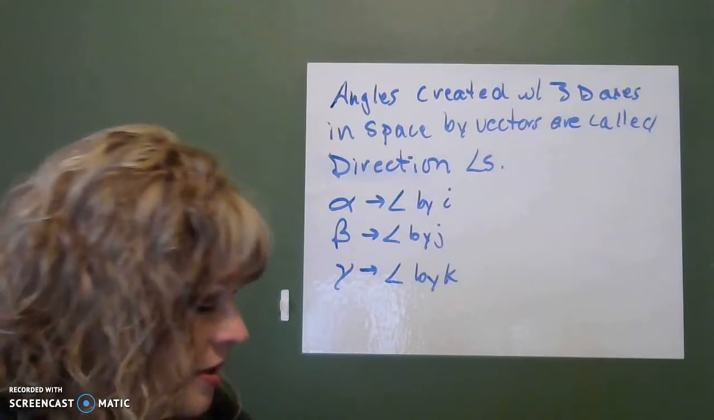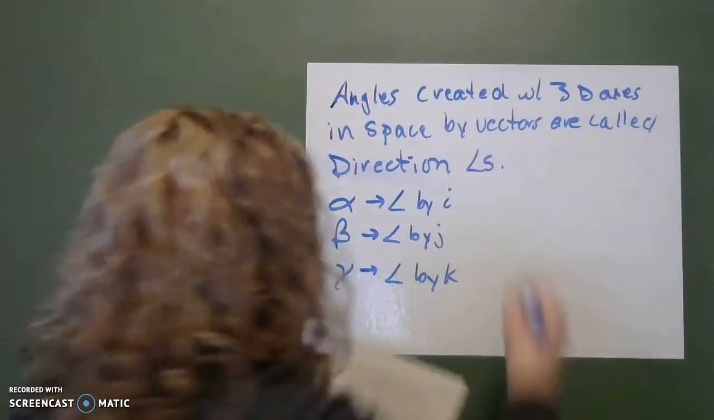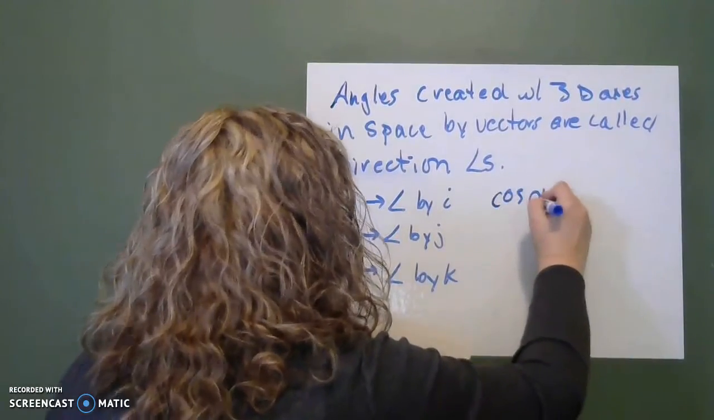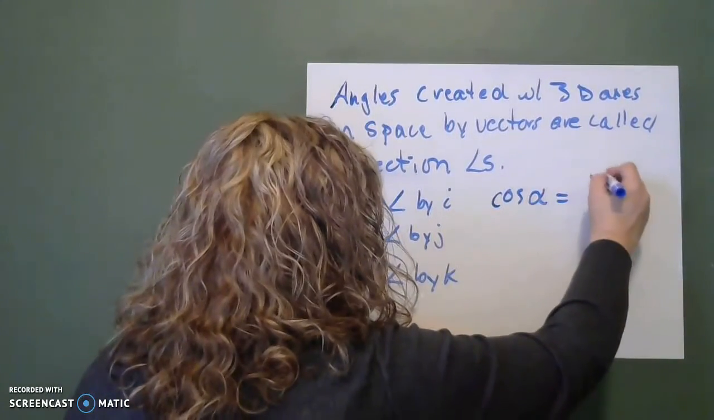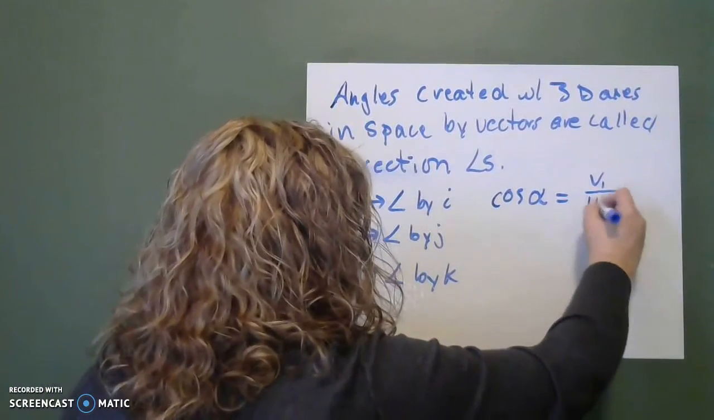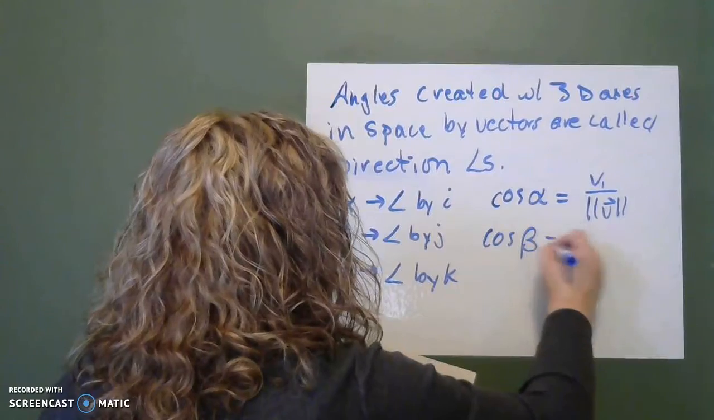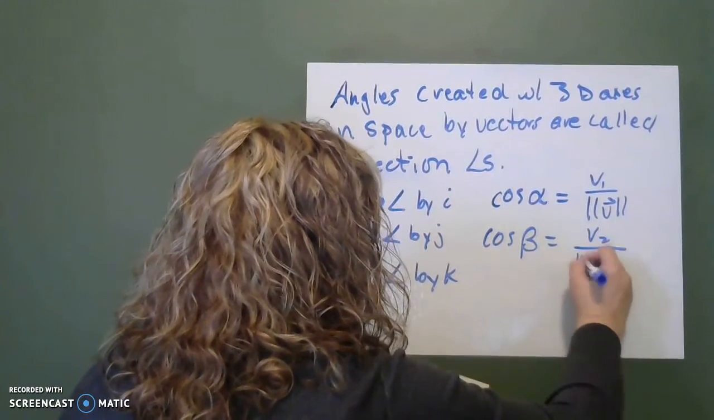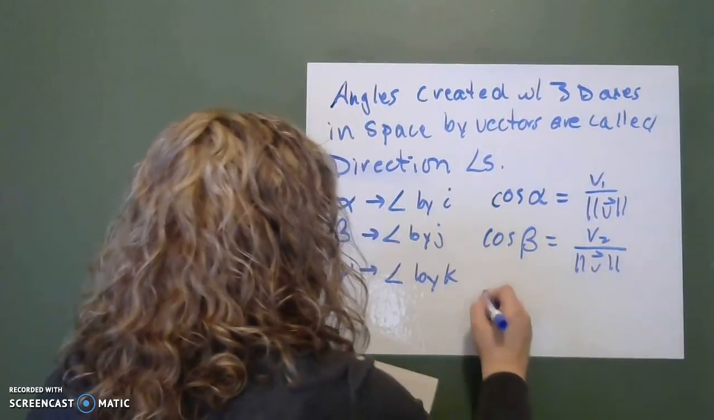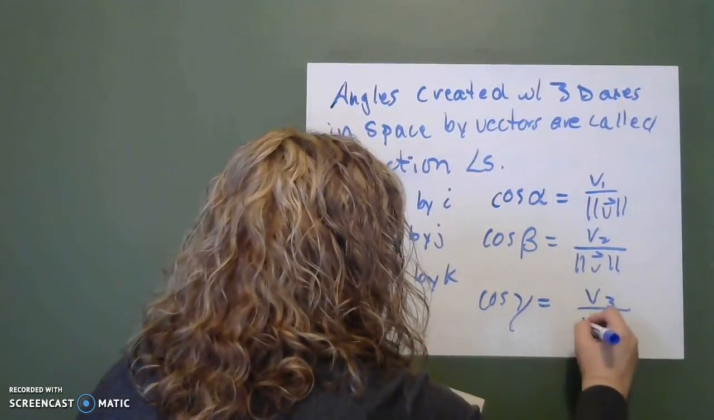So here's how you find those. You simply substitute those values in that cosine function, okay? So cosine of alpha equals your vector's first component over the magnitude. Cosine of beta would be the second. And cosine of gamma would be your third.